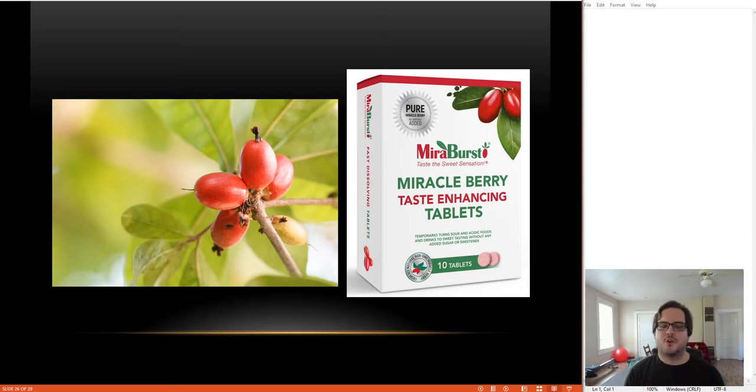I don't know if anyone's ever heard of miracle berries. These are not psychoactive drugs, so it's not like this is going to make you trip. But these berries come in little tablets, and if you put one on your tongue and let it dissolve, it changes how your taste buds process certain chemicals. Specifically, when you dissolve these on your tongue for about an hour or so, just temporarily, anything that is sour or acidic is actually going to taste sweet.